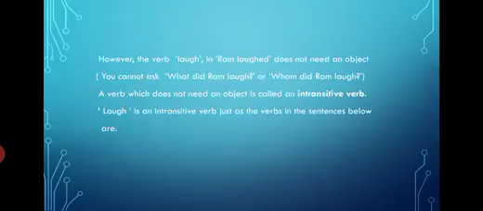A verb which does not need an object is called an intransitive verb. See, here the verb which does not need an object is called an intransitive verb. Laugh is an intransitive verb, just as the verbs in the sentences below are. See, some other examples are here which are related to intransitive verbs. Let us see.